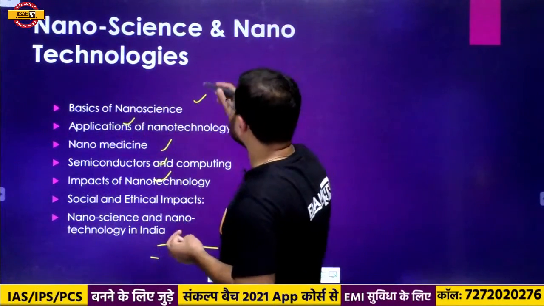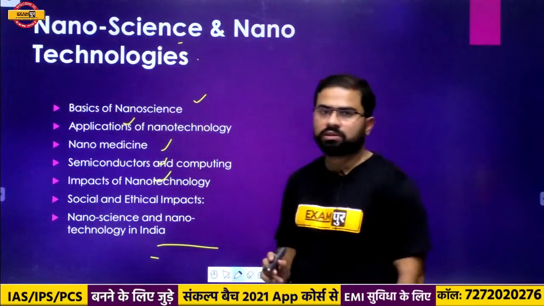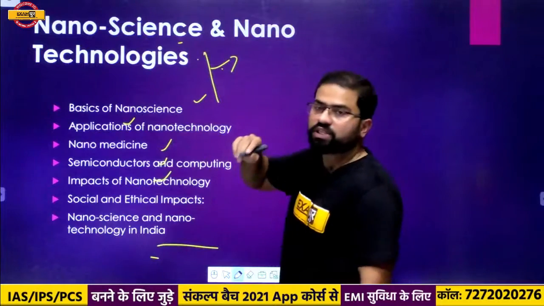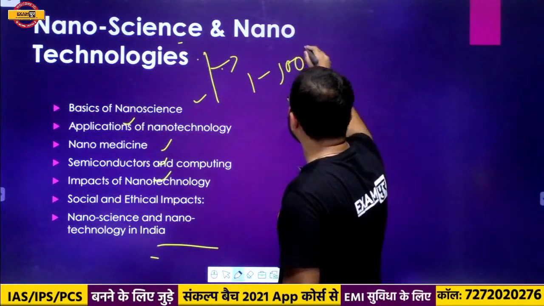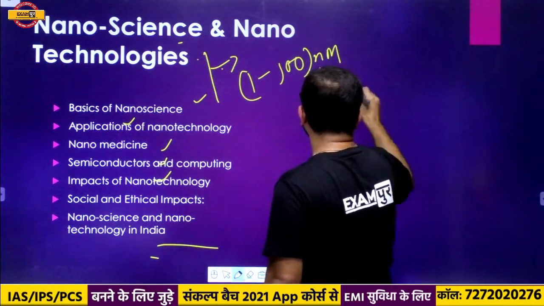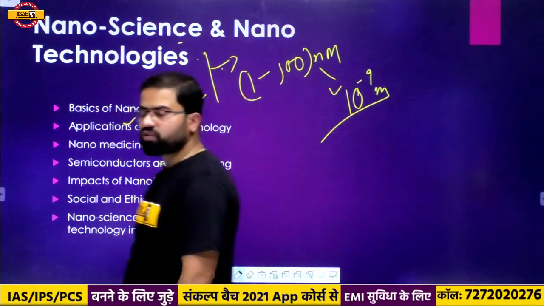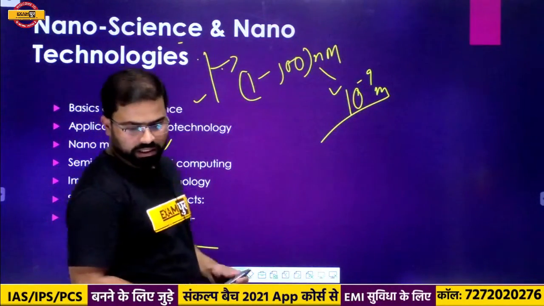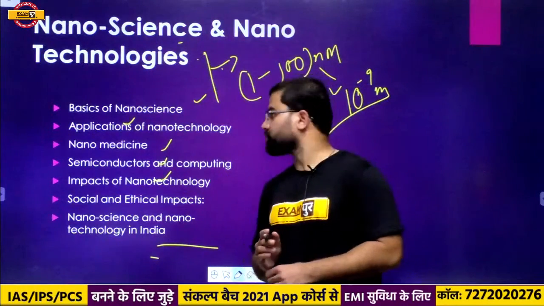Now nano science and nanotechnology. But what is basically nano science and nanotechnology? It deals with the development of product in the range of 1 to 100 nanometer, that is 10 to the power minus 9 meter. If any product is created in the range of this 1 to 100 nanometers, it comes under the nanotechnology, ठीक है.